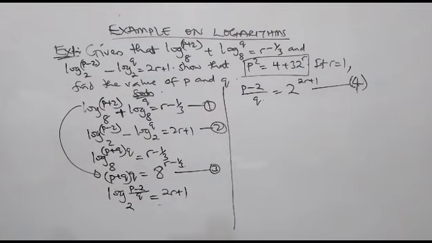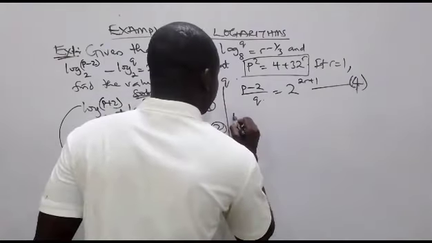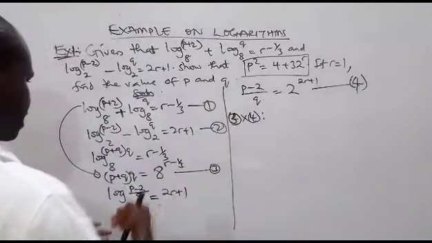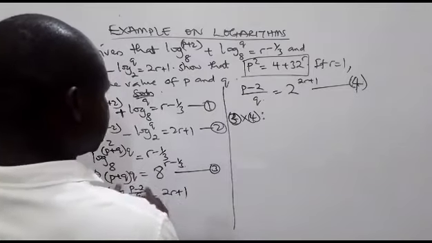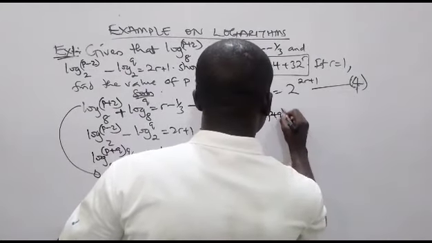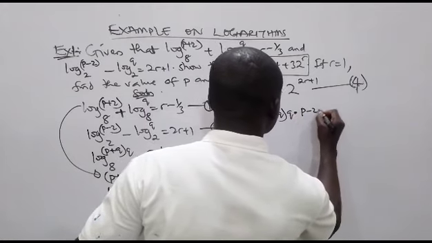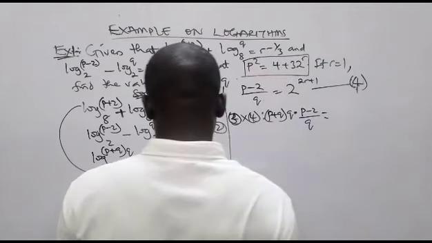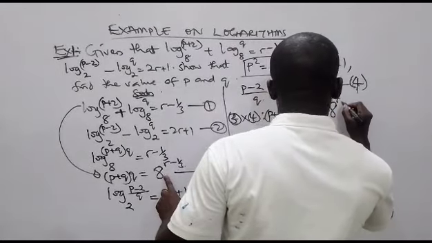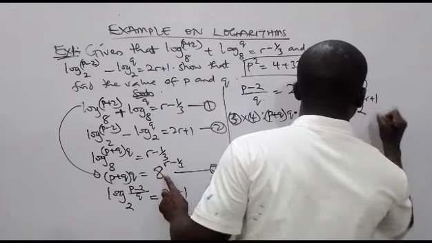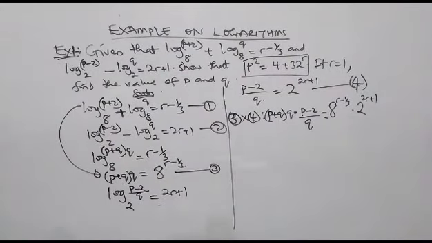Then I'm going to multiply equation 3 by equation 4, because these are simultaneous equations. There are two equations, so I want to solve them simultaneously now. If I do that, the left hand side to left hand side, I'm going to have p plus 2 multiplied by q, then the dot connotes multiplication, multiplied by p minus 2 all over q, will be equal to the right hand side, where I have 8 raised to power r minus 1 over 3 multiplied by 2 raised to power 2r plus 1. That's what I'm going to get.